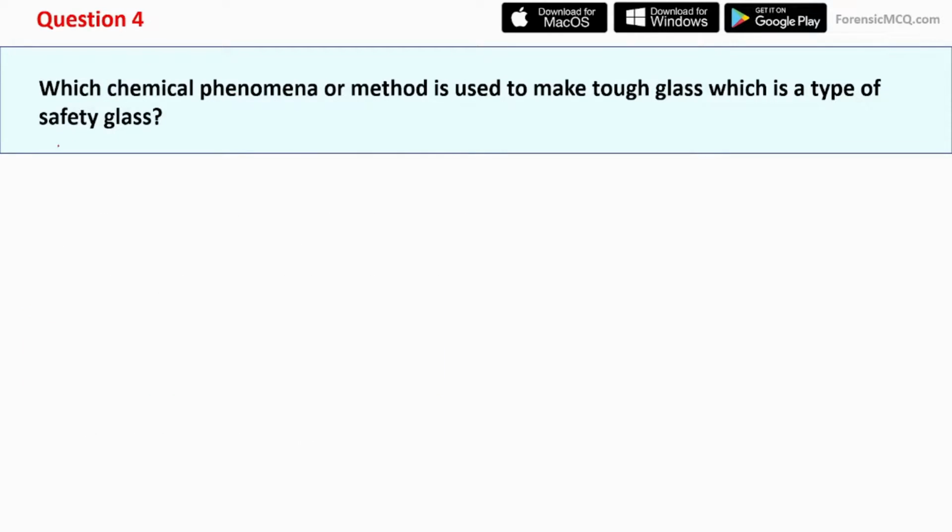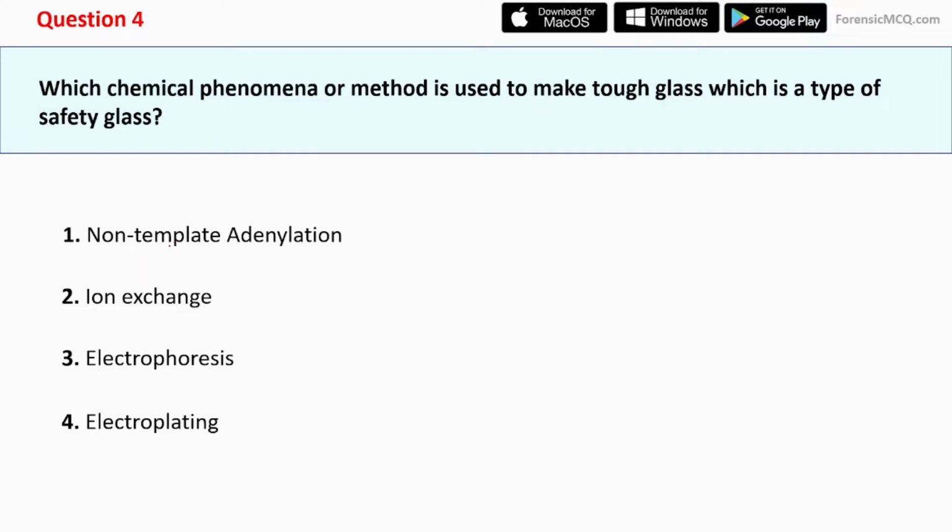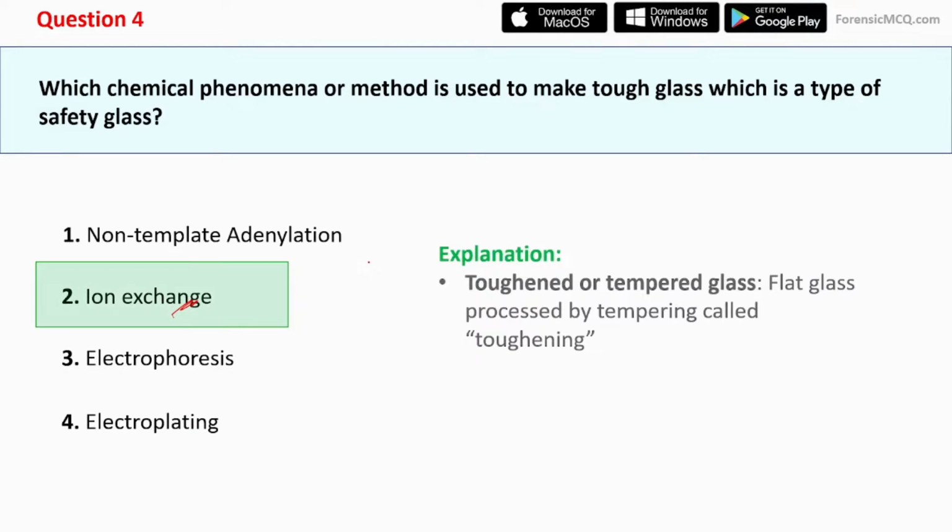Moving to question number four: which chemical phenomenon or method is used to make toughened glass, which is a type of safety glass? So let's check the options first. Annealing, ion exchange, electrophoresis, electroplating. And for this, the correct answer is ion exchange. So now let's check the explanation part.